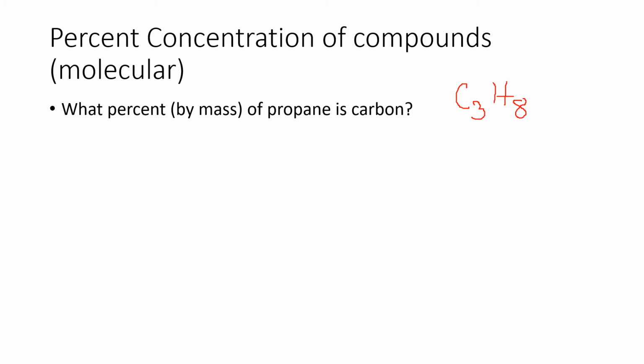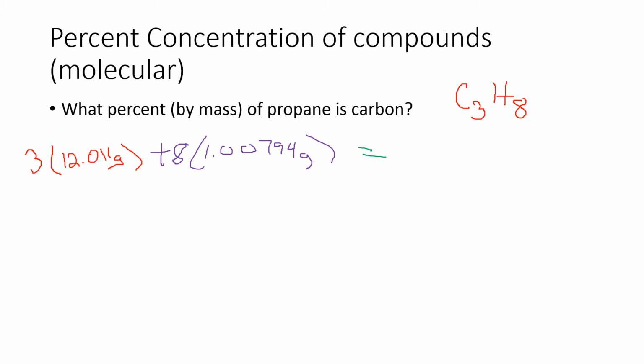So let's see. Total mass: I've got 3 times the carbon mass, 12.011, and now I'm going to add the hydrogen mass, which is 8 times 1.00794 grams. And we get a total mass here of 44.0965.